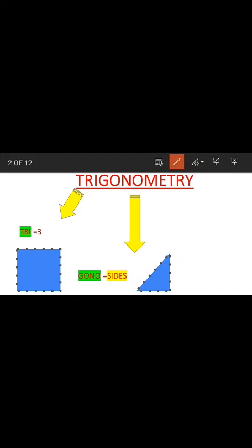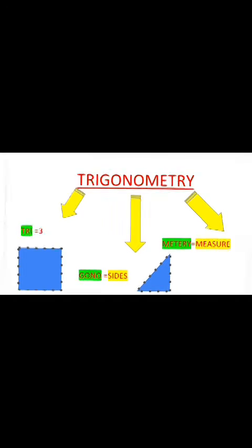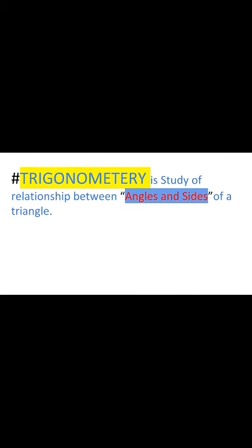Okay class, now moving to the last word, the phrase which completes the word trigonometry, which is metry. Class, metry is also a Greek word which means measure, or measurement. So class, I hope now you understand what trigonometry actually is. Trigonometry is the study of the relationship between the sides of a triangle and the angles of a triangle.